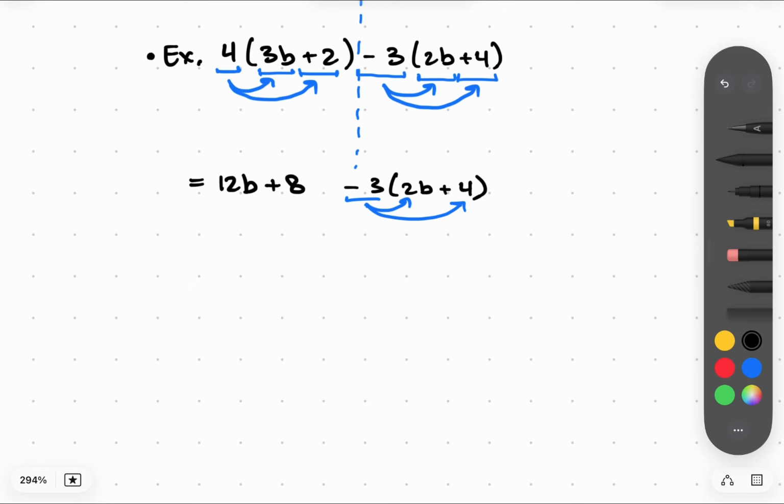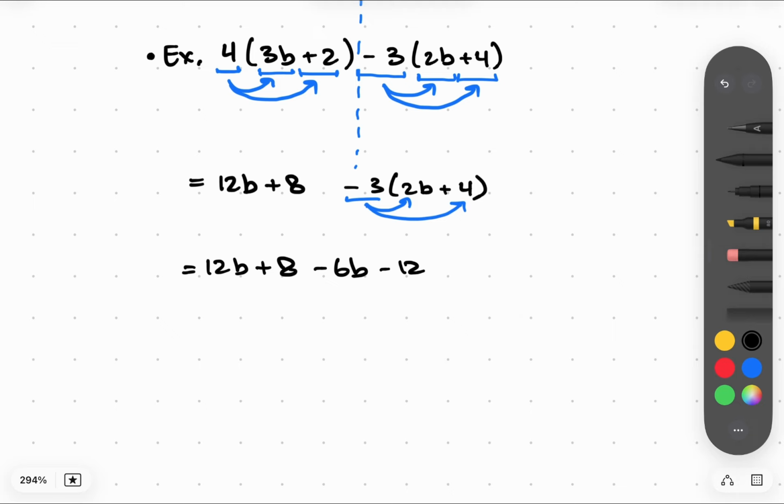So I'm going to start by just leaving some space in the front here. So I could put the equal sign. Actually, I could just write 12b plus 8. But let's try to do this other side. So now I have negative 3 times 2b, which is negative 6b, and negative 3 times 4, which is negative 12. There we go. Now, what I need to do here is simplify.